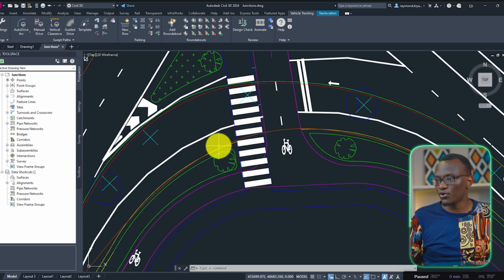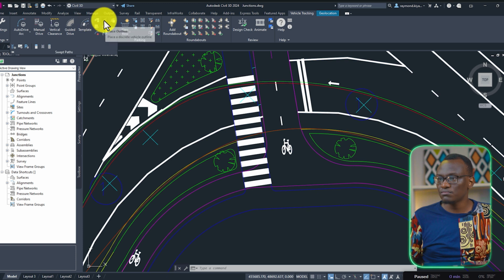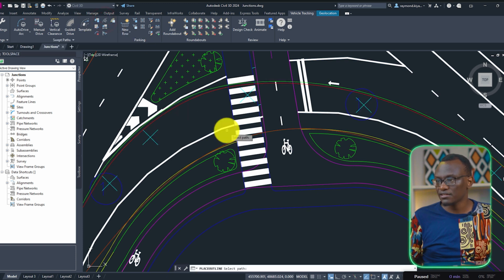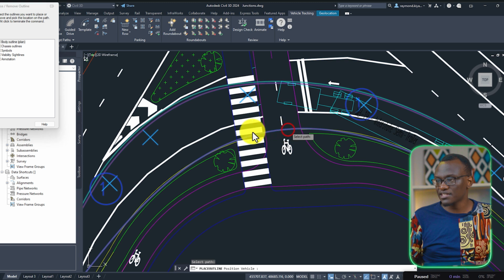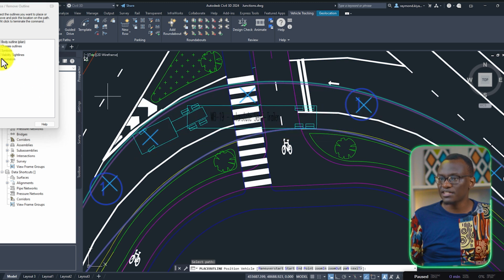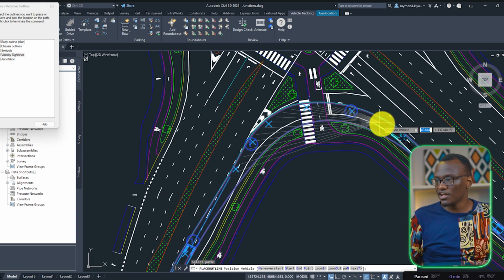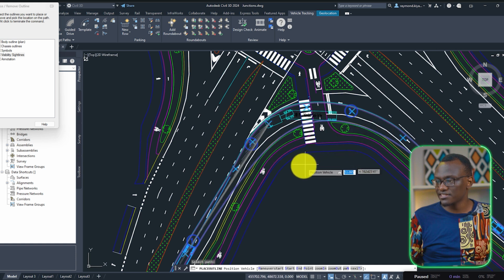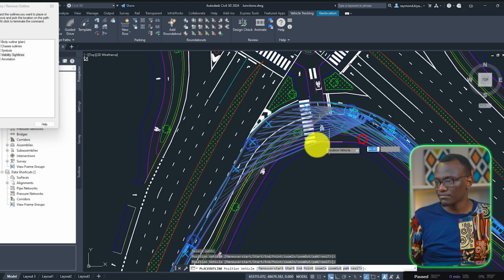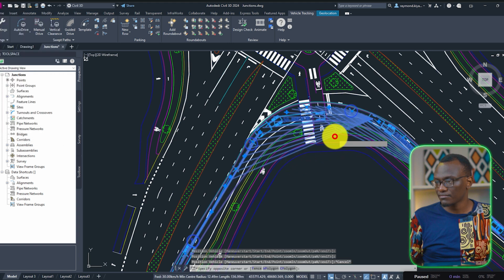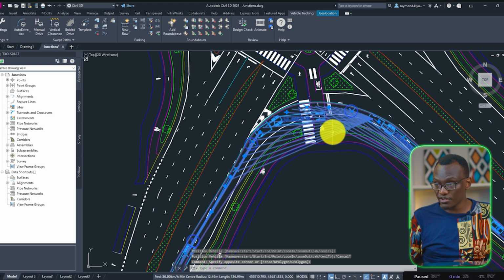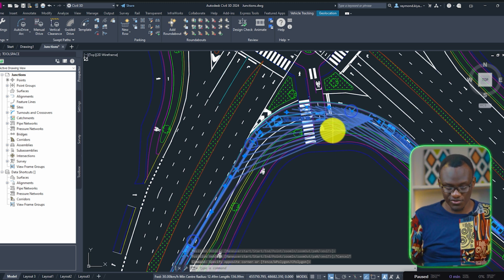Now, when you click on vehicle tracking and you go to swept paths and you go to place outline and you click this and it places the outline on the vehicle, there's something called visibility sightlines. Turn it on. And what happens is you can see these sightlines that are happening, okay? Which I feel is a very good, important consideration when you're doing junction design.